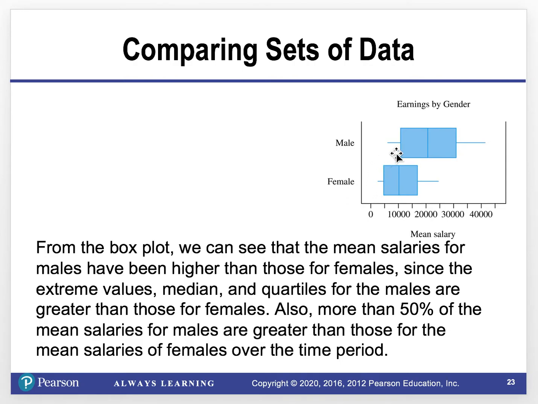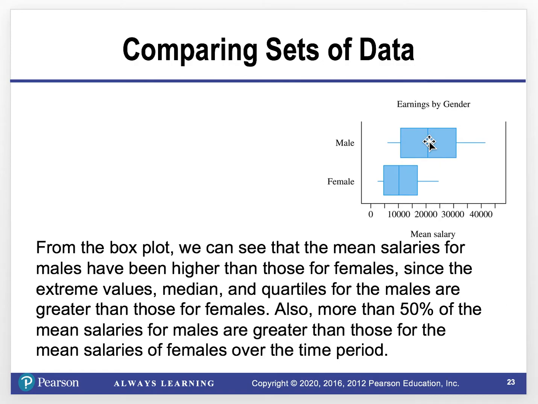Here's the extreme low end. Even the male's lowest end is higher than the female's. The highest end is way higher. The median value is higher. Each quartile is higher. Right? More than 50% of the mean salaries for males are greater than the mean salaries for females over the time period.